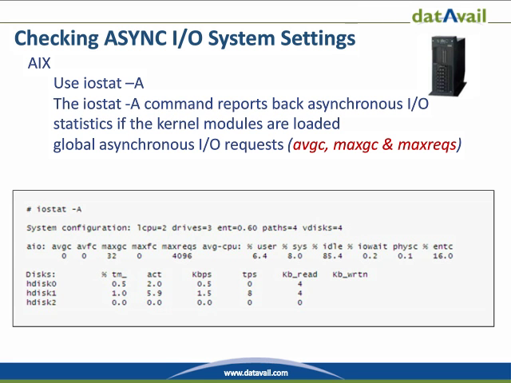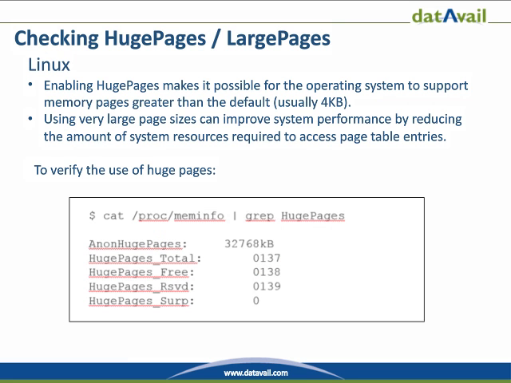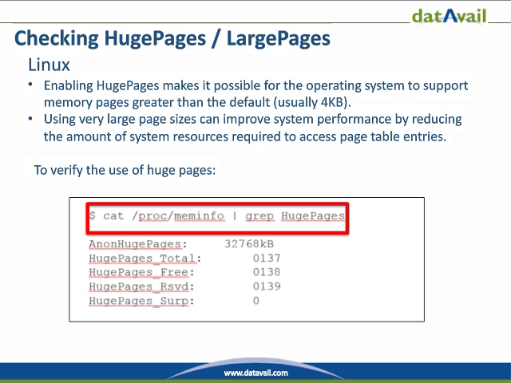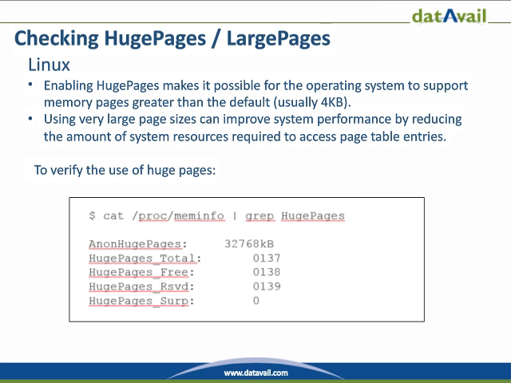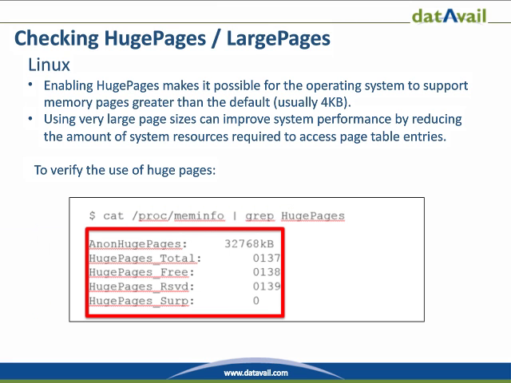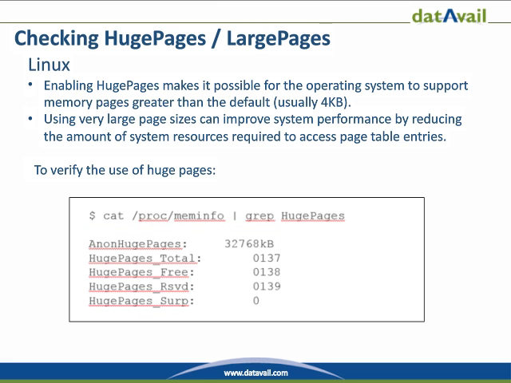Some of the other things that might be helpful would be huge pages in Linux or large pages in AIX. And to verify whether or not you're using these huge pages, you can grep out, again, your memory info and look for huge pages. You can see here that we've got some settings in this particular file system that I'm checking. And this enables you to take better advantage of memory paging within the server itself.